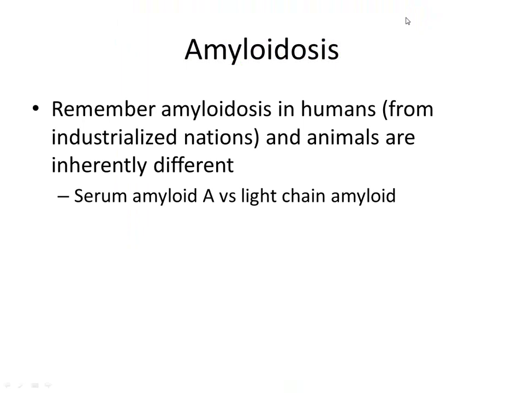Remember, amyloidosis in humans is actually often a different pathogenesis than it is in animals, at least in humans from industrialized nations. If you're looking at developing countries, they actually have a lot of the same amyloid that dogs and cats do, because they have a lot of underlying infectious disease. So in dogs and cats, we often see a deposition of serum amyloid A, whereas in humans from industrialized nations, you would see light chain amyloidosis in your glomeruli.